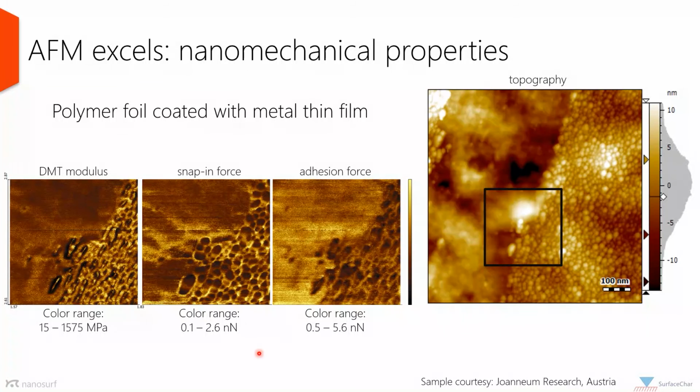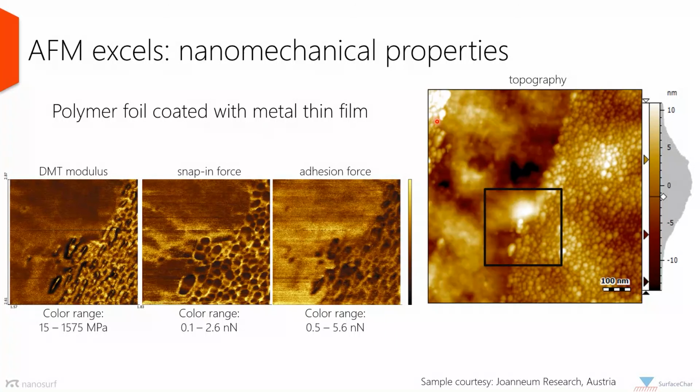We also see, for example, for the modulus, that we have a lower modulus compared to on top of the metal surfaces. And there's also something that's called the snap-in force, but I won't go into detail here. We also see that there is some contrast on the snap-in forces, meaning there's also some material property that we can attribute to the snap-in force here.